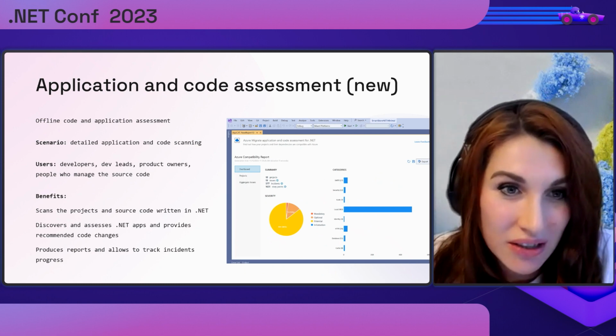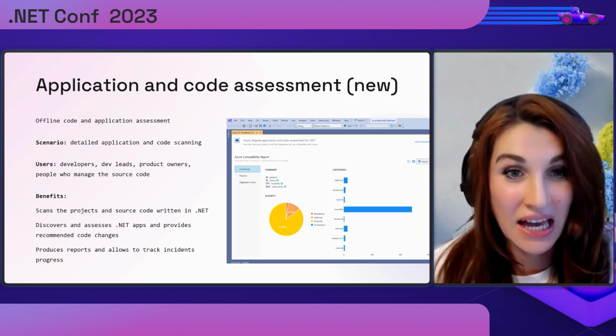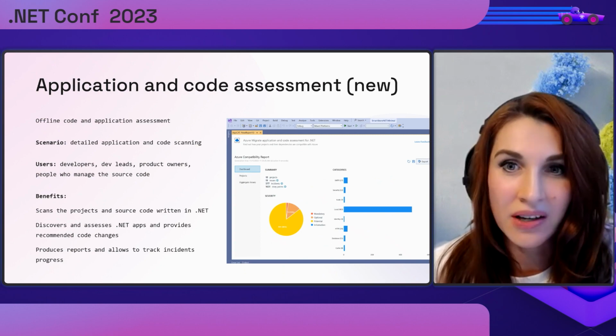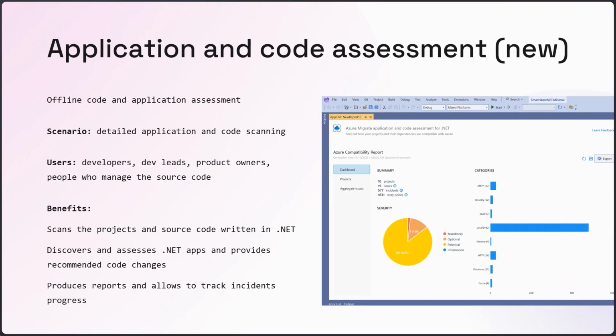So application and code assessment provides offline code and application assessment to give you all possible things that might not just work when you move to Azure, with the guidance on what you should do, how you can modify your code to ensure your application works smoothly in Azure. So this tool is for developers, dev leads, product owners, people who work with the source code.